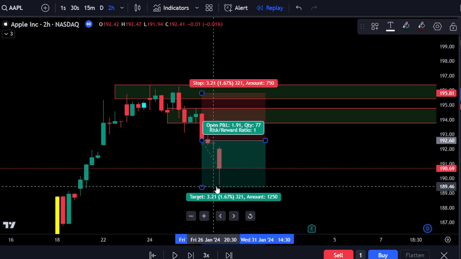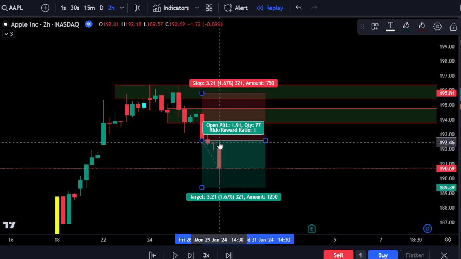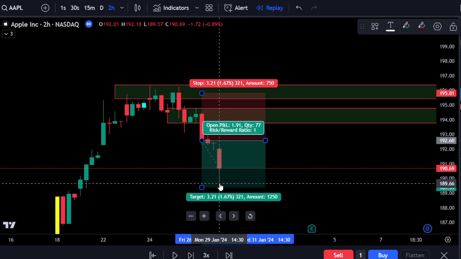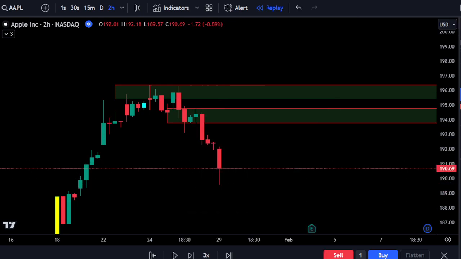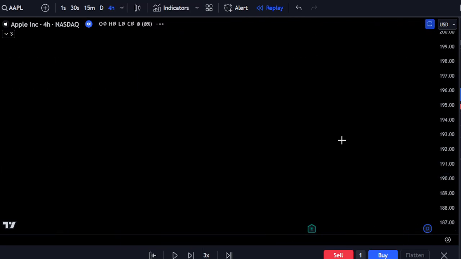So we wicked all the way down to about 189. So if you would have re-entered another position here at around 192.5, dragged it all the way down to 189, you would have made more profit on Apple. Okay. And that's the strategy.